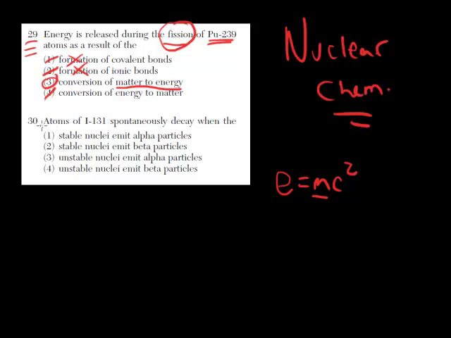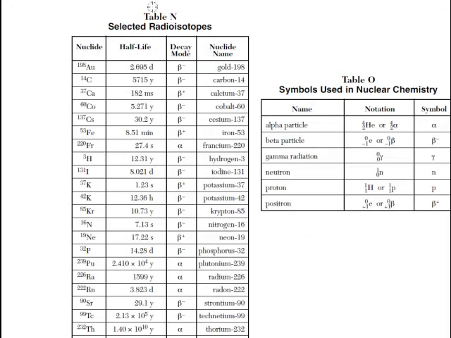And finally, question number 30, atoms of iodine-131 will spontaneously decay when what happens? Well, if they're stable, they have no reason to decay. So answers 1 and 2 are nonsense. They have to begin as unstable nuclei. But do they emit alpha or do they emit beta particles? Let's go to the reference tables and see. This information you'll find on table N, and on table N you look up iodine.